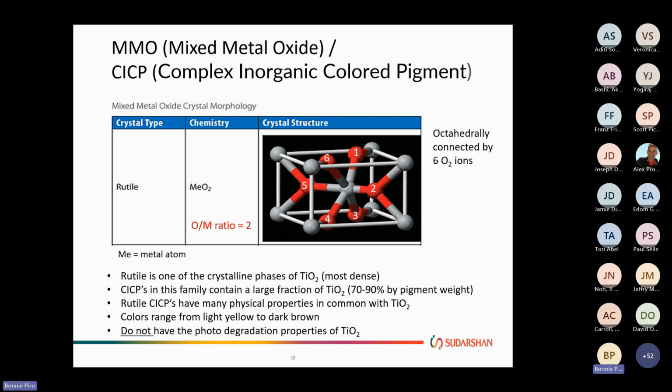Their color ranges are typically very light yellow to darker browns. Even though they have a large portion of TiO2 in the crystal itself, it does not carry the same photodegradation properties of TiO2 individually. So there's a lot of potential for property improvement of your formulation by swapping out TiO2 for a CICP to get those extra durability properties that you might be looking for.